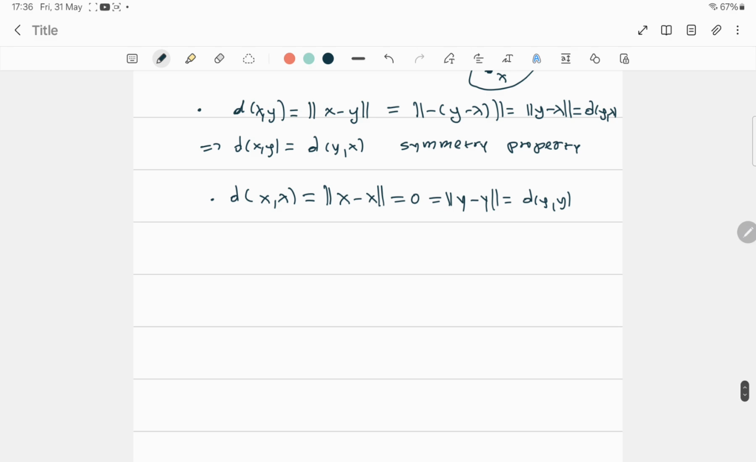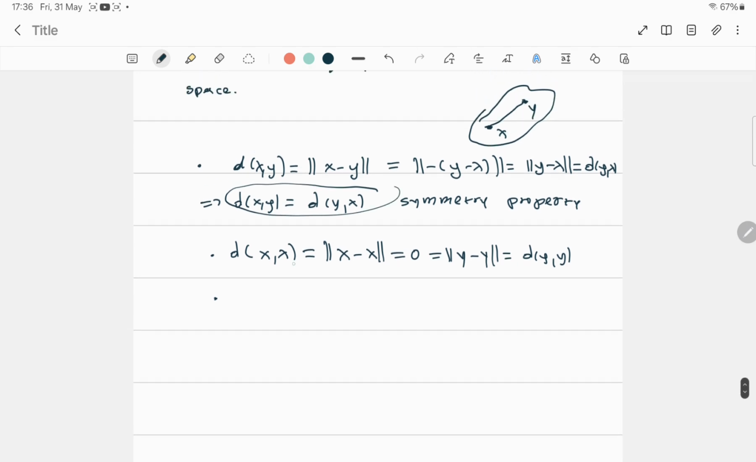This is the second property. Then we have that, so this is the symmetry property. This is that if x and y are identical, then this length is equal to 0.